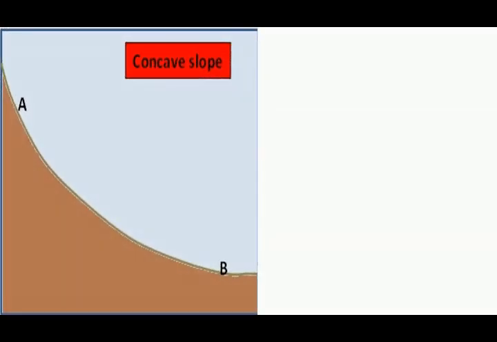Here we have a concave slope, slope AB. Now it's a concave slope because at the top we notice that it is steep, but as we gradually come to the lower section of the slope, it begins to get gentler, forming a concave shape.